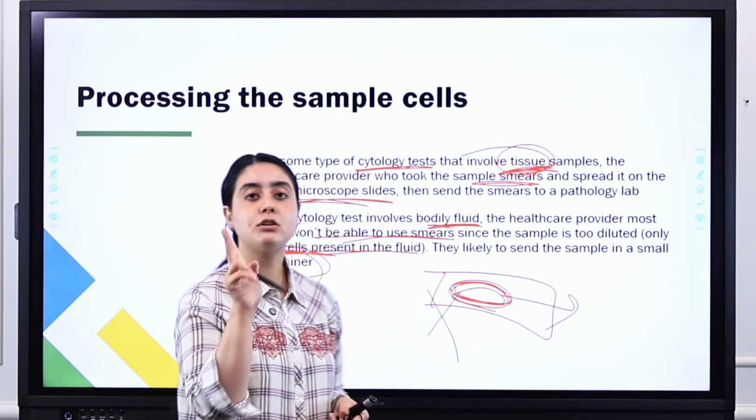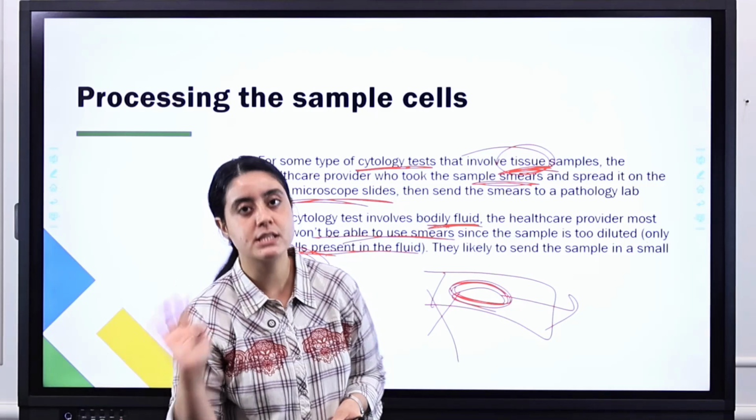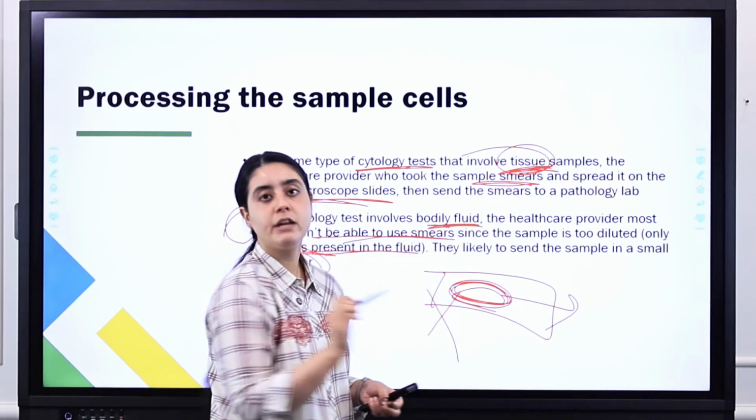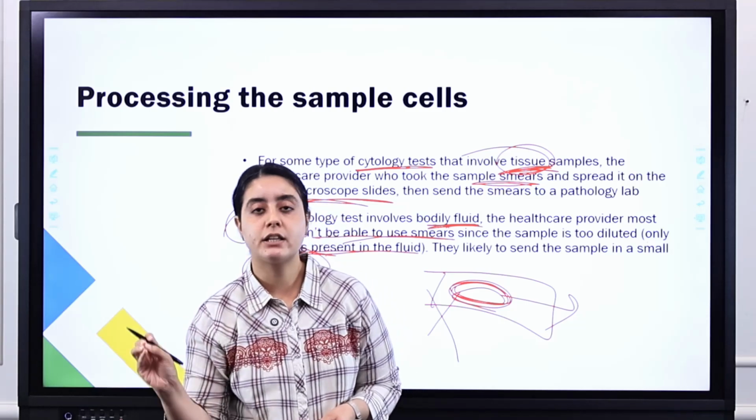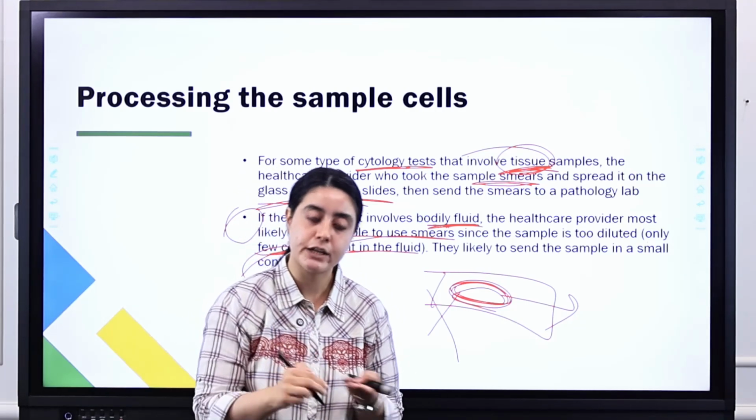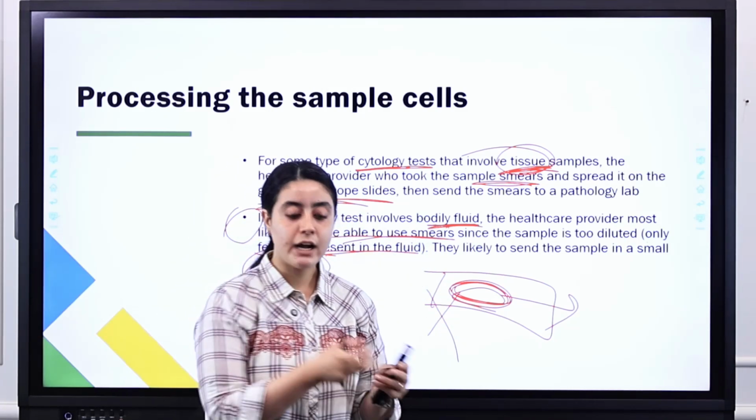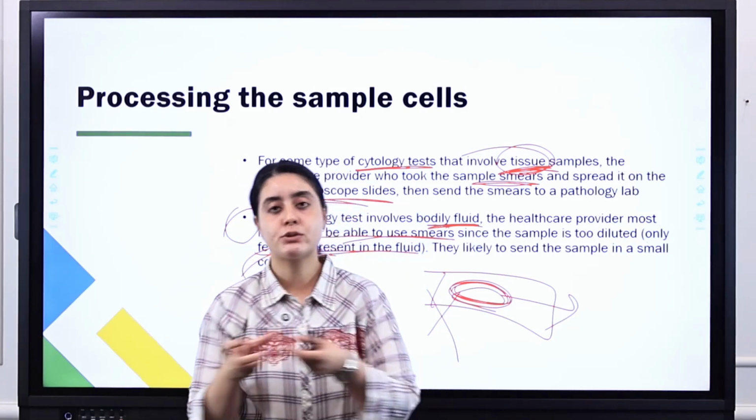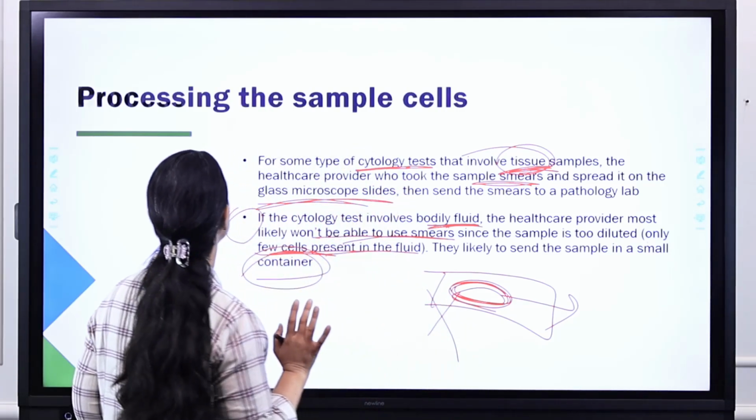Okay, so we have two types of processing depending on the type of sample which is collected. First is a tissue sample. If a tissue sample is collected, what is the function of the healthcare provider here? He has to make a slide, make a smear, and then send it to the pathology lab. If the sample is body fluid, they have to transfer the body fluid from the syringe to a container and send it to the pathology lab. So this is the processing.